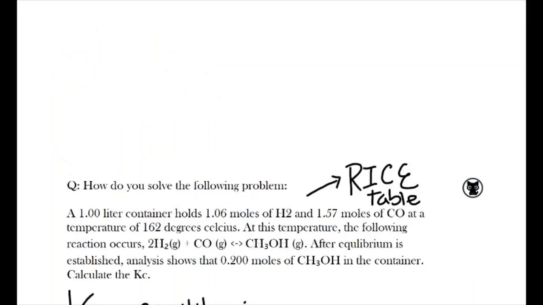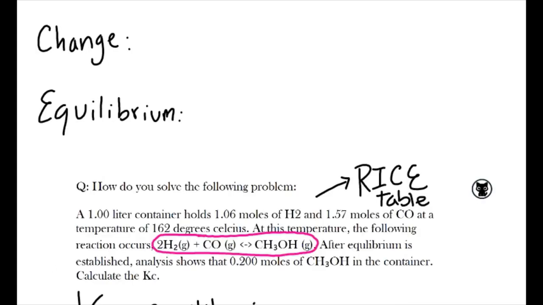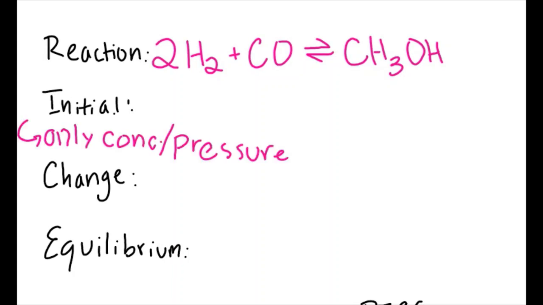In this question, we'll be using a Rice table to help us solve for Kc. Rice stands for reaction, initial, change, and equilibrium. If we look at our question, we already are given a reaction, represented by the equation 2H2 plus CO produces CH3OH. Now, for our initial, we will put in the initial values of our products and reactants before equilibrium. Note that in a Rice table, only concentration and pressure values can be placed inside it.